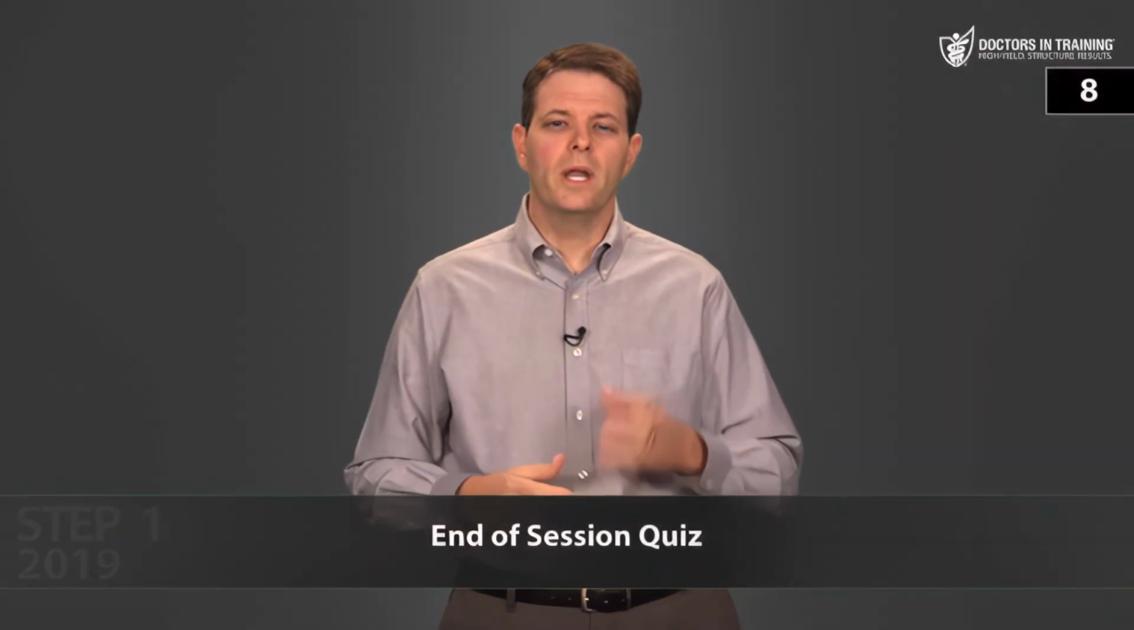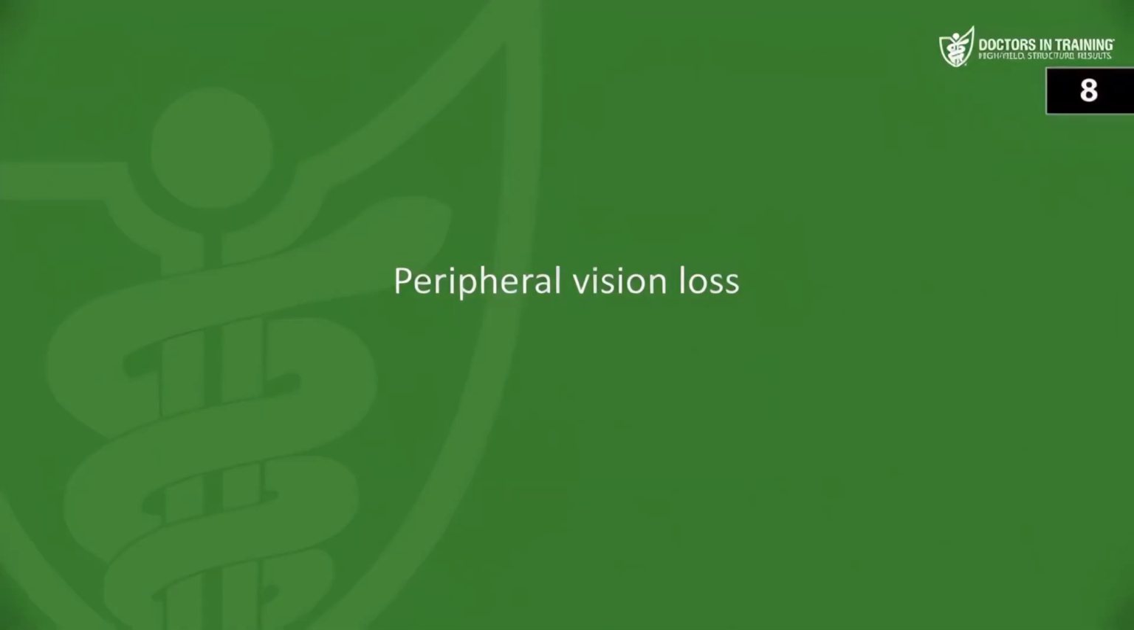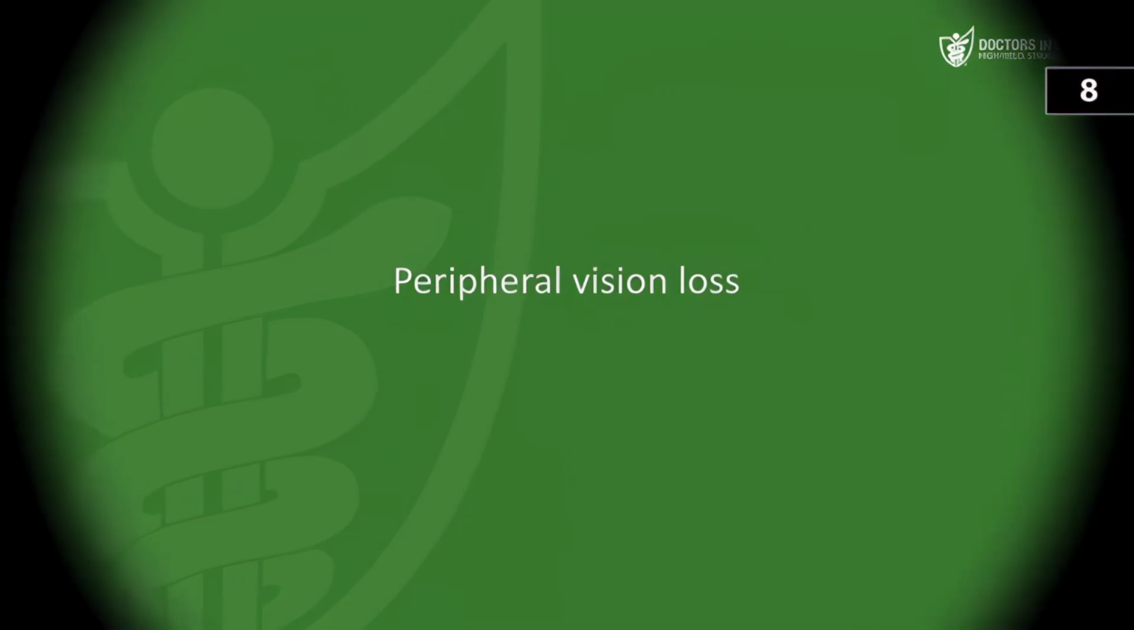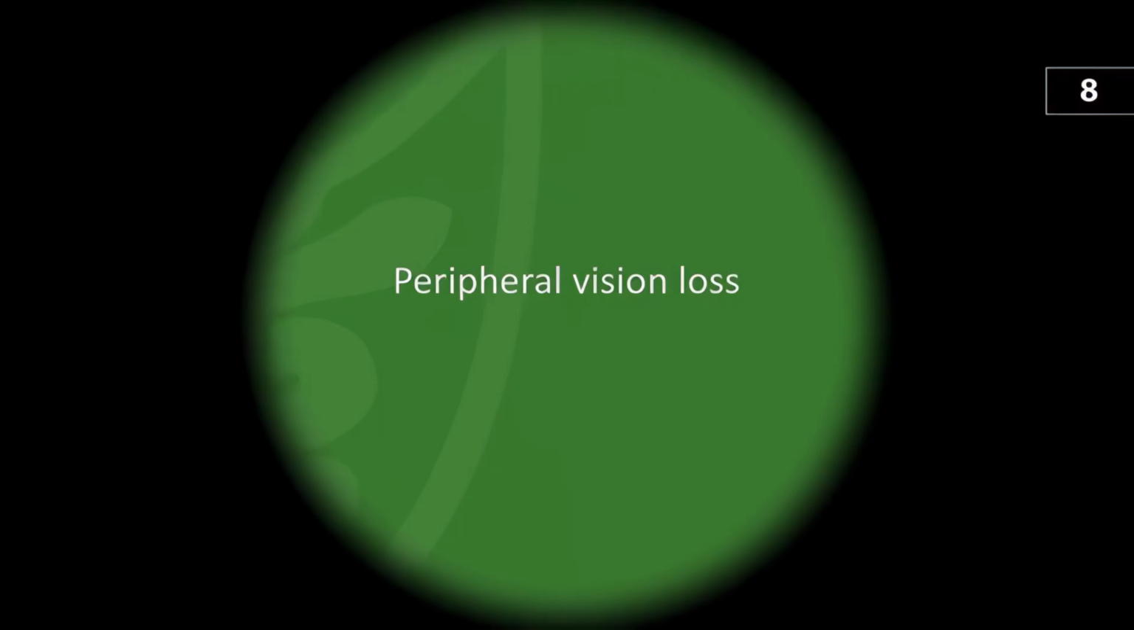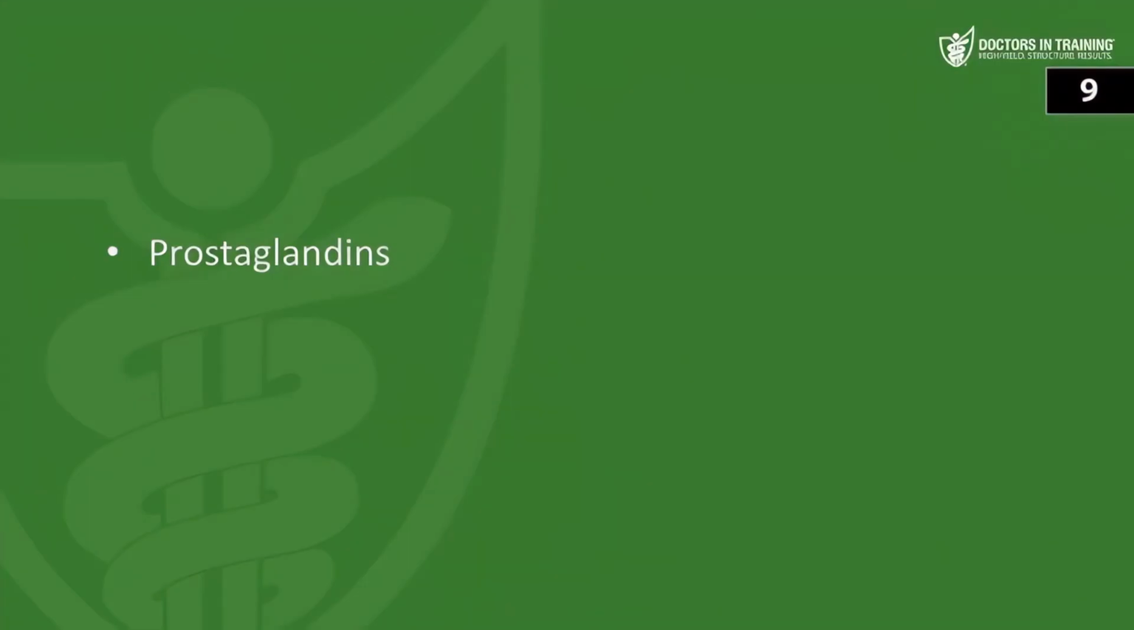First question, what initial type of vision loss is commonly seen in patients with open-angle glaucoma? Permanent peripheral vision loss, which can eventually progress to central vision loss. So if you see a visual field with peripheral vision loss but preserved central vision, like tunnel vision, think about glaucoma.